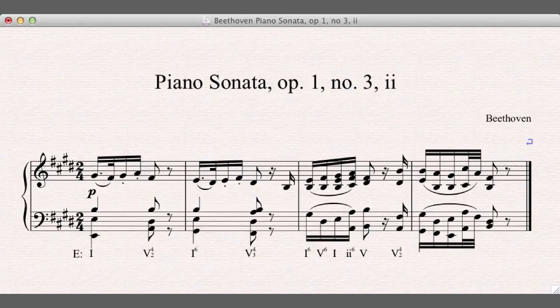What's going to happen next? Well, it's a 5, 4, 2. It should resolve to a 1 in first inversion, and in fact, it does. Good. And again, we're kind of getting the same kind of progression we had here. We're going to get a 5, 4, 3, to a 1 in root position.